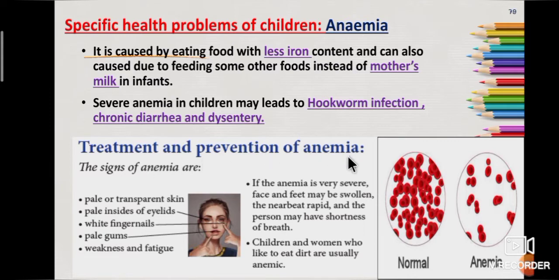Treatment and prevention of anemia. The signs of anemia are pale or transparent skin, pale inside of eyelids, white fingernails, pale gums, and weakness and fatigue. If the anemia is very severe, face and feet may be swollen, the heartbeat rapid and the person may have shortness of breath. Children and women who like to eat dirt are usually anemic.